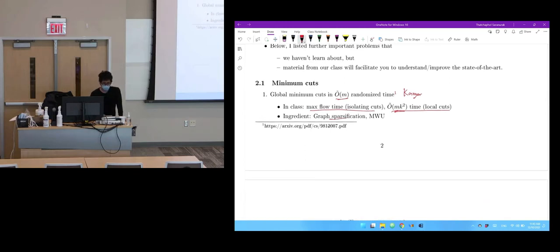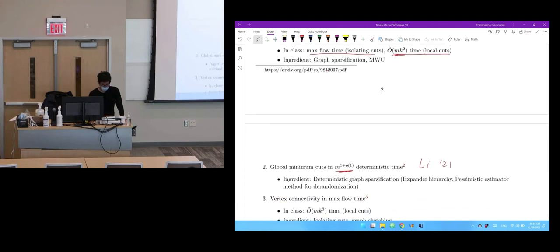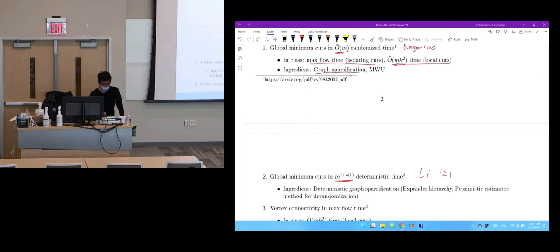But the techniques that he used are some kind of sparsifier together with weight update. Then after Karger showed this in 2000, it was really open how to do it in deterministic time. And just very recently, Jason Li this year showed how to solve it in deterministic time, almost linear. In the graph sparsification step, which was the only randomized part, he de-randomized it, using things from our class, expander hierarchy, together with some pessimistic estimator method for de-randomization.